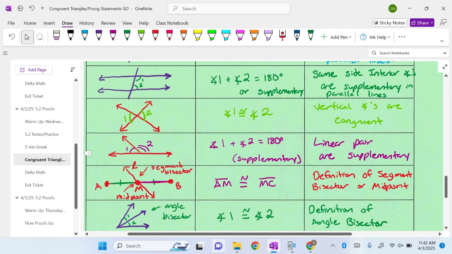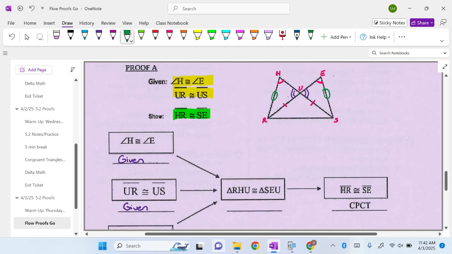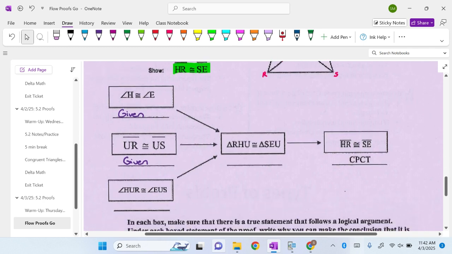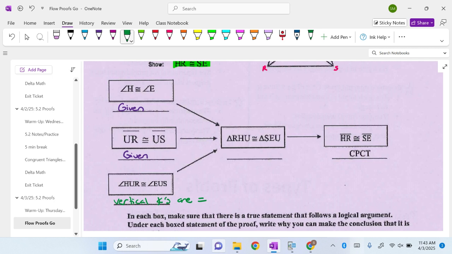So these two angles right here are vertical angles. And as we know, the reason here is vertical angles are congruent. That's how we would state that reason. Vertical angles are congruent. That's why that's true.